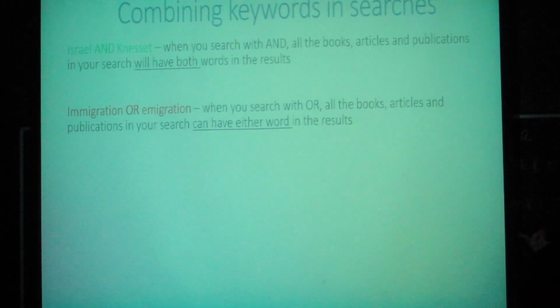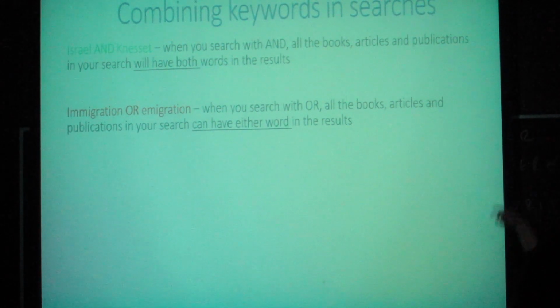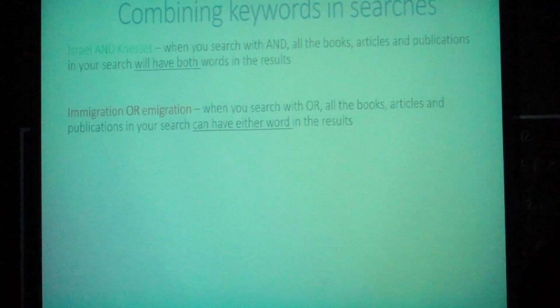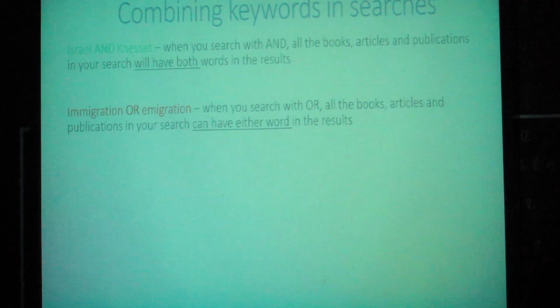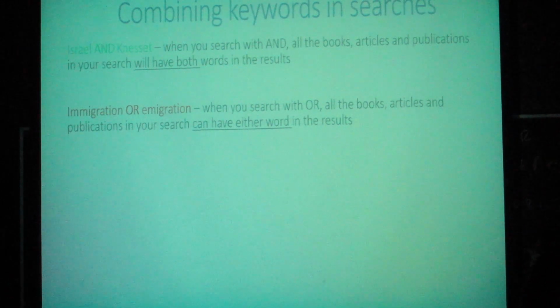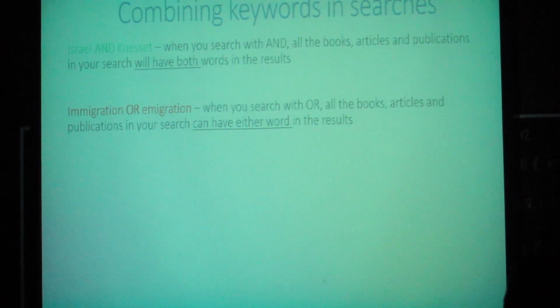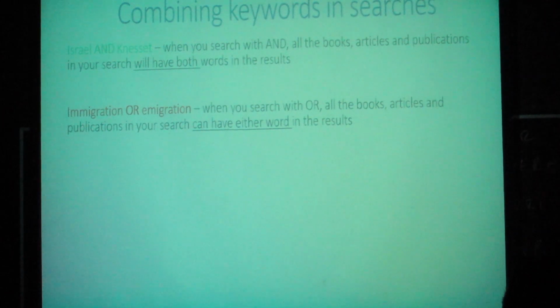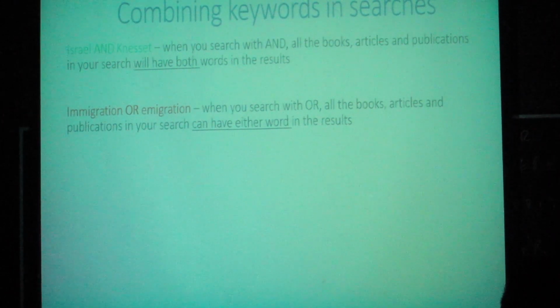OR is where you come up with your synonyms. You always want to brainstorm and think about what the alternate words or synonyms are for what you're talking about, because different authors are going to use varying words to describe the same phenomenon, right? So if I'm interested in immigration or emigration, when you search with OR, all of the books, articles, and publications will have either word. This is a good one to combine with AND, because you're saying, okay, I need everything on Israel, immigration or emigration. So Israel and immigration, Israel and emigration. I'm going to show you this in action so it makes more sense.